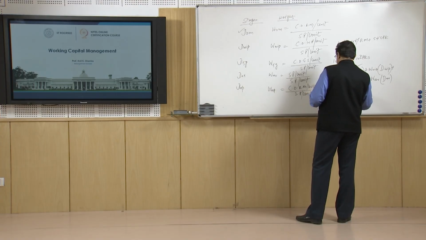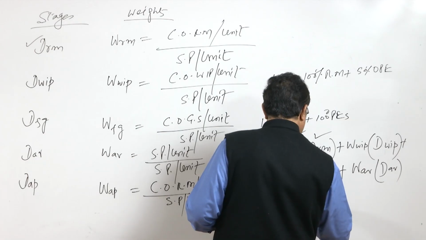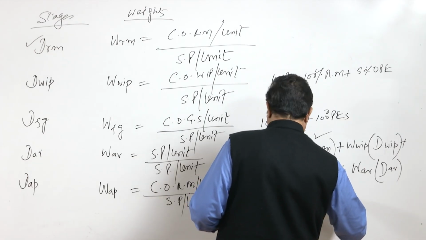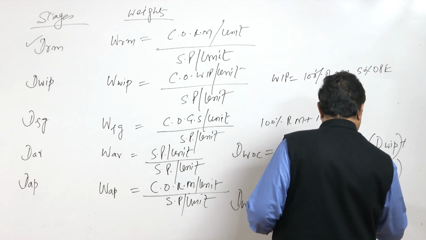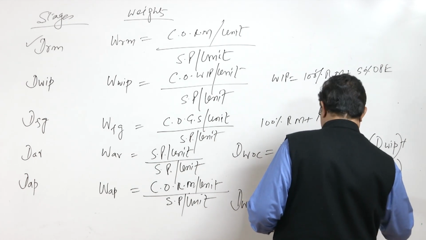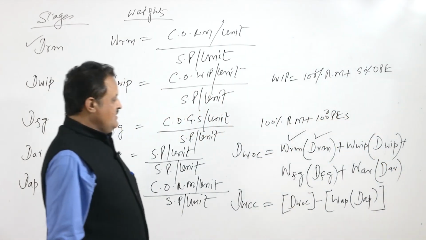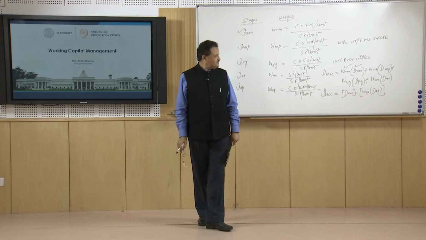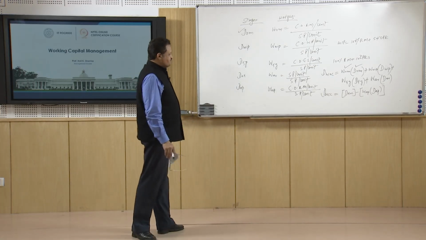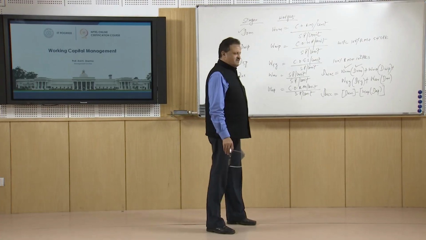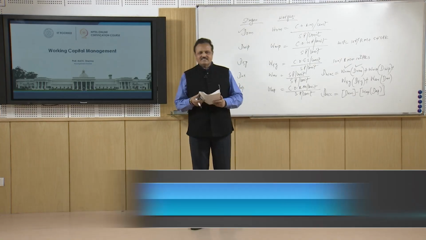And then for calculating the duration of the weighted cash cycle, what you can do is take the duration of the weighted operating cycle minus WAP into DAP. So, this way we can calculate the weighted cash cycle. So, we are multiplying by the weights. So, we are calculating the duration of the weighted operating cycle and the duration of the weighted cash cycle.